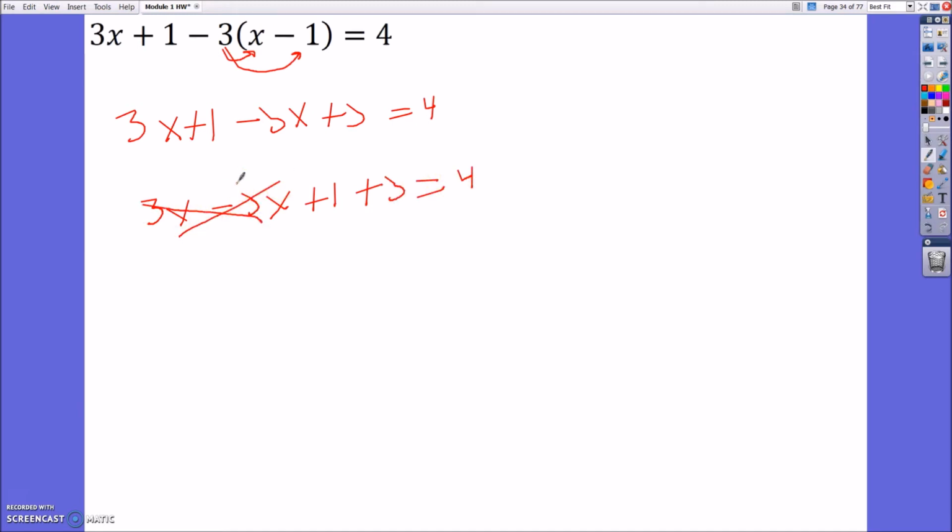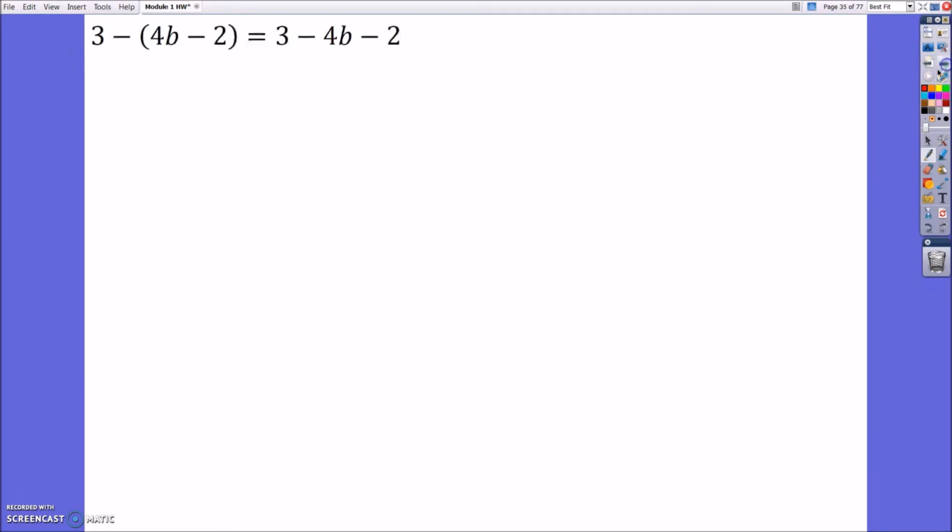3x minus 3x is 0. I'm going to be left with 1 plus 3 equals 4. So 1 plus 3 is 4, which equals 4. This is a true statement. Whenever you have a problem like this and you end up with two numbers that are equal to each other, such as 4 equals 4 or 0 equals 0, your answer is going to be infinitely many solutions, because no matter what value you plug in for x, you're going to get a solution.